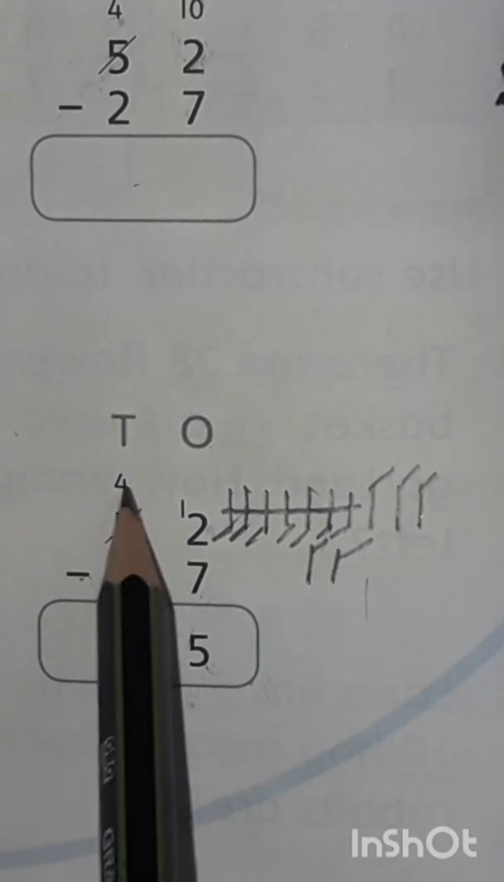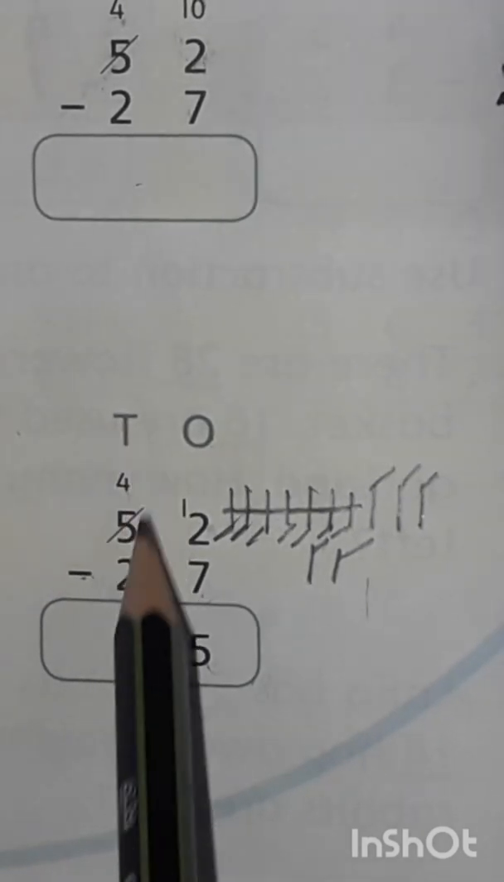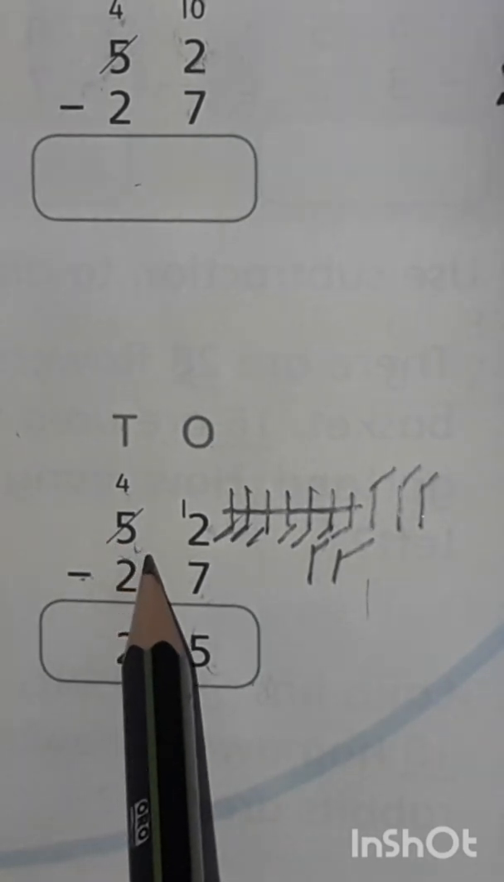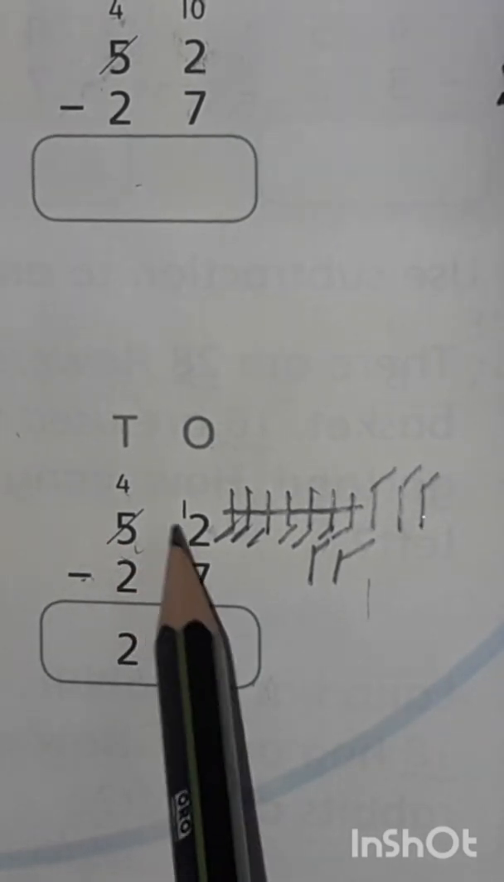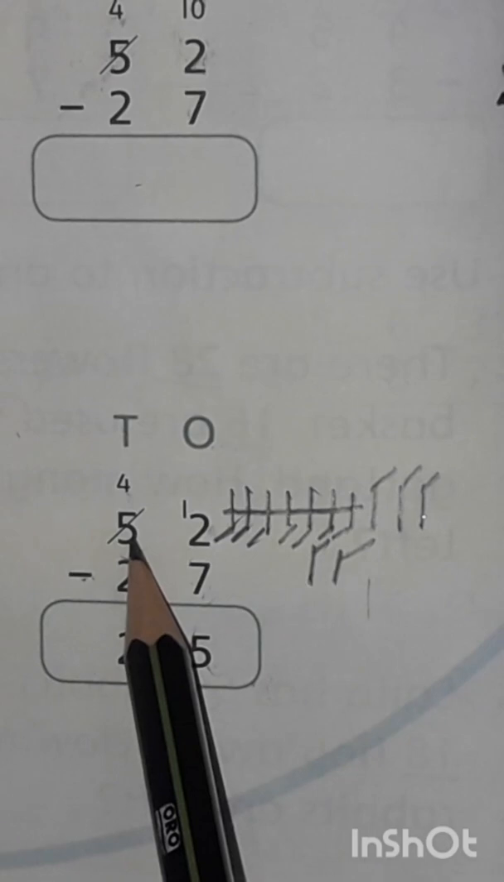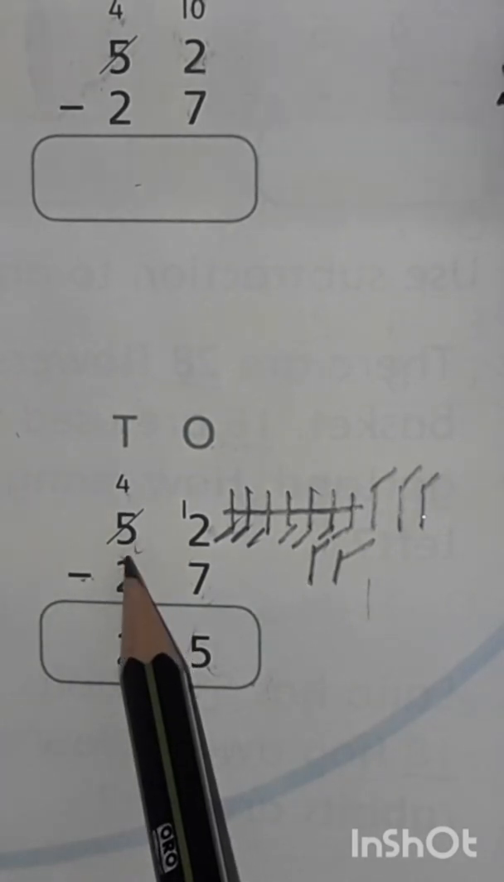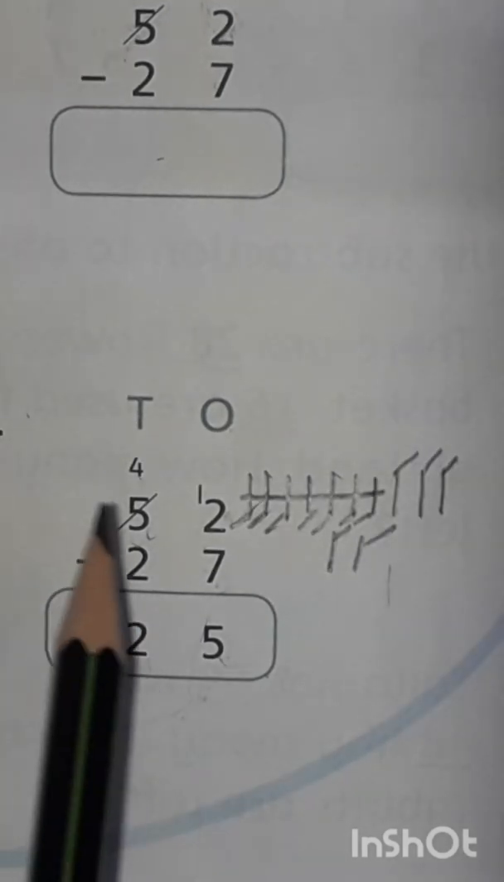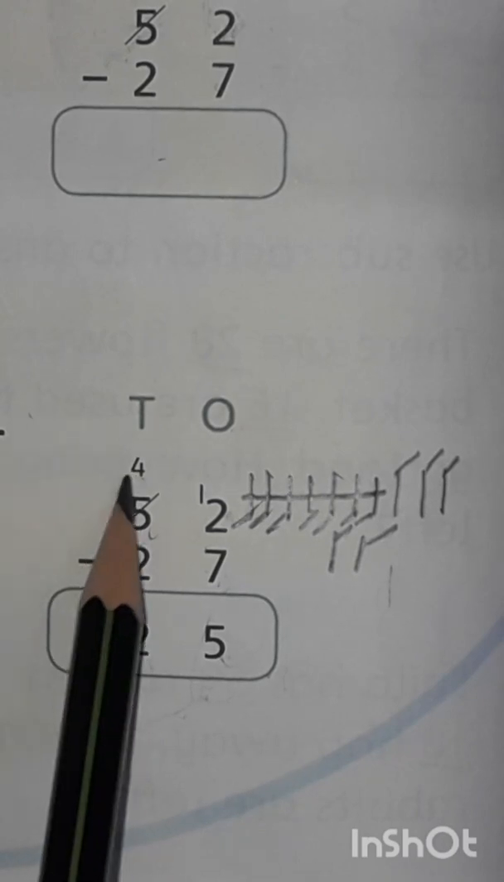Now, 4 tens are left here. For this purpose, we must know the back counting. Please repeat after me. 10, 9, 8, 7, 6, 5, 4, 3, 2, 1, 0. Again, 10, 9, 8, 7, 6, 5, 4, 3, 2, 1, 0. The back number of 5 is 4.